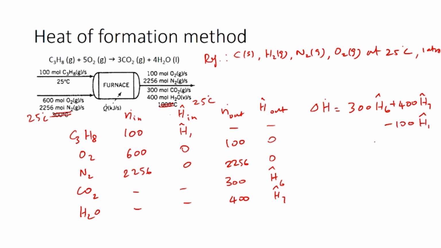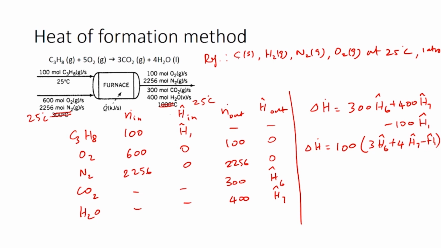So, what you have done here is you have 3 different enthalpies. 100 is common for all of these, so let us just take out the 100. What happens is delta H dot becomes 100 times (3 H6 cap + 4 H7 cap - H1 cap). So, what is H1 cap?